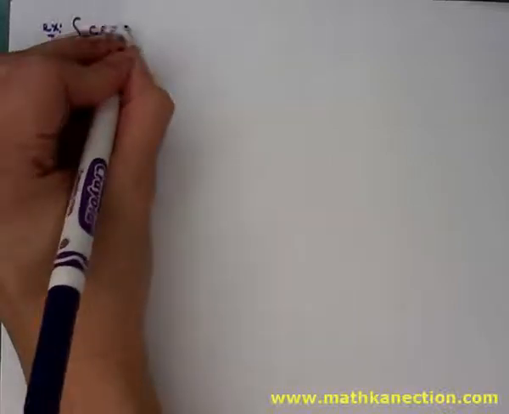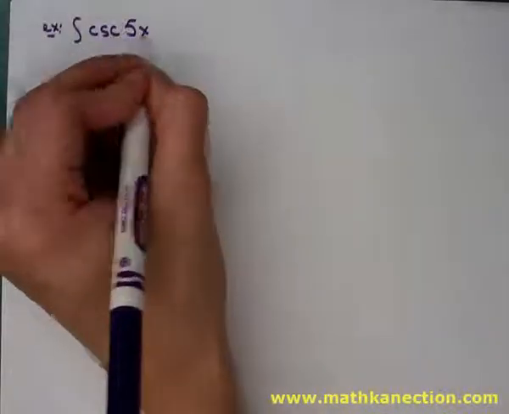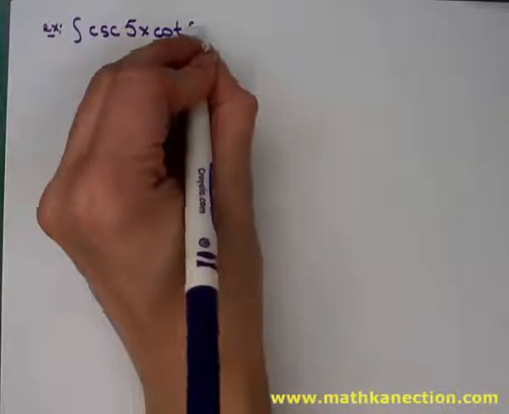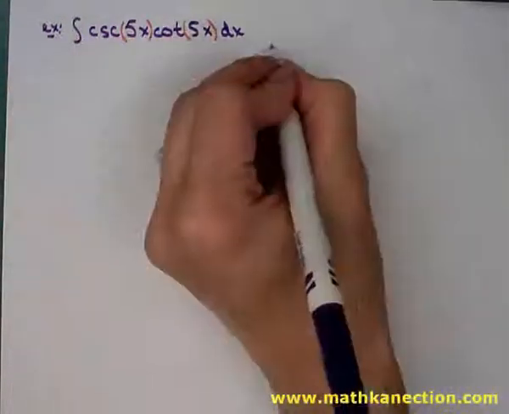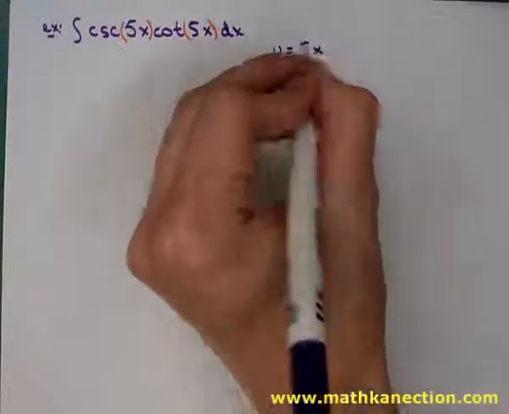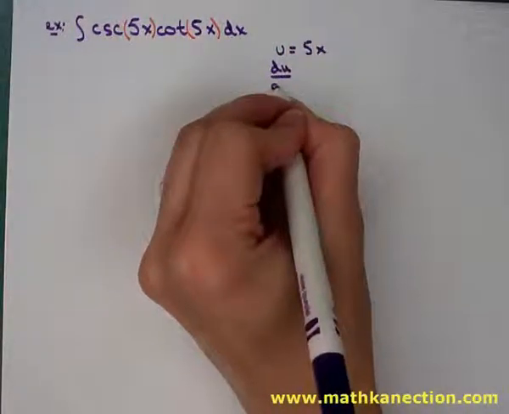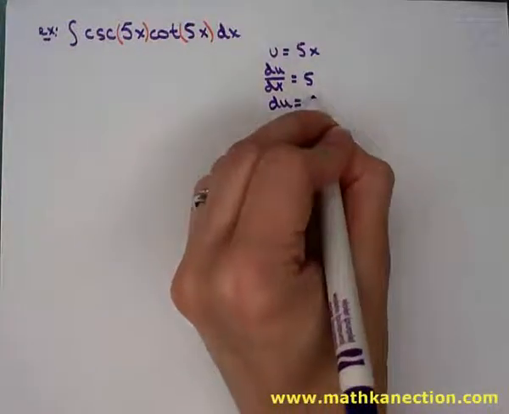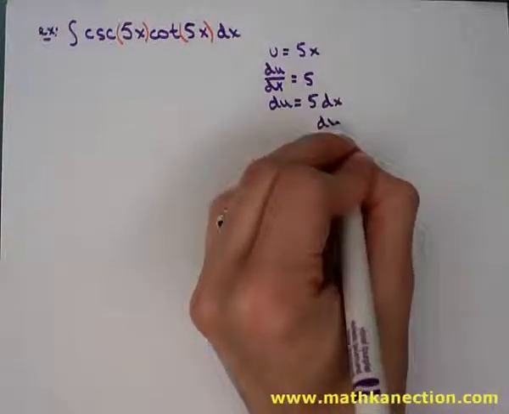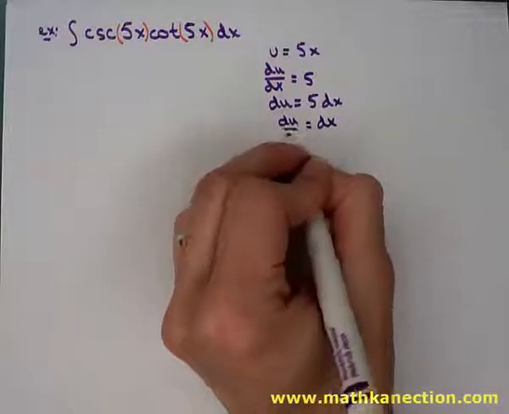So we're looking at some examples that use trigonometry. We're going to look at the integral of the cosecant of 5x, cotangent of 5x, dx. Looking for the inside function, we can see that the 5x is on the inside. So we're going to let u equal 5x. The derivative of u with respect to x is 5. So du is equal to 5 dx, and then dx is equal to du over 5.